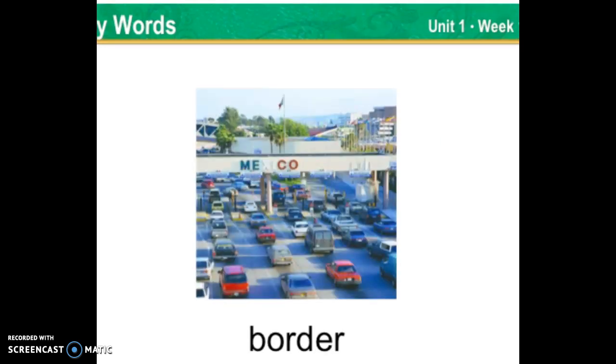The next word is border. A border shows where two pieces of land or an area is separated. The border between Canada and the United States is very long. What borders have you crossed?